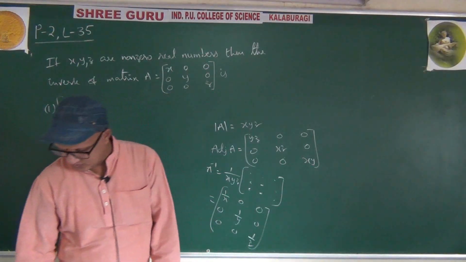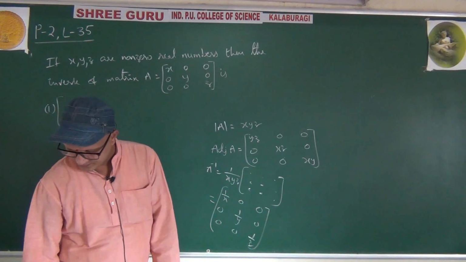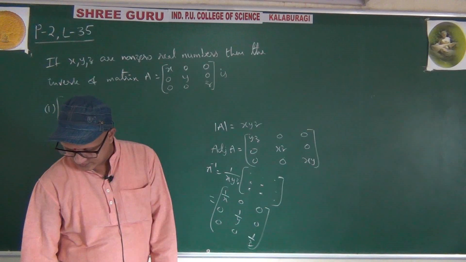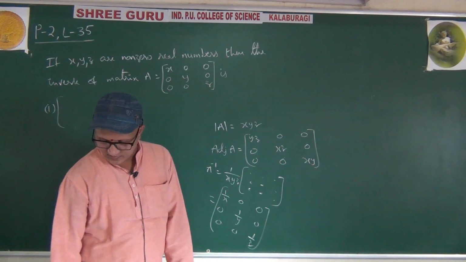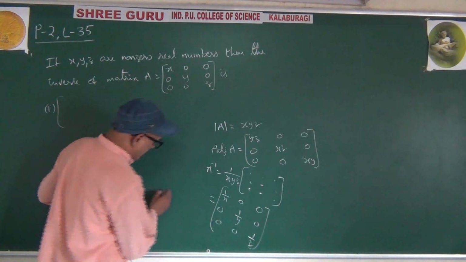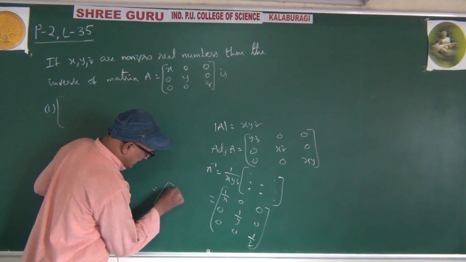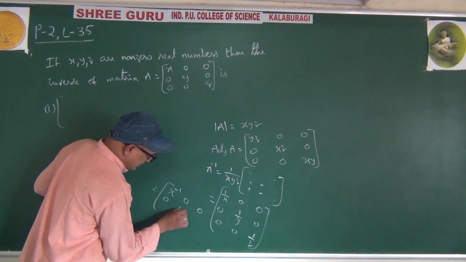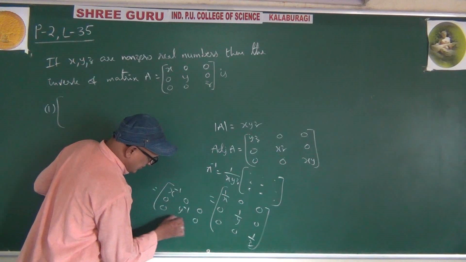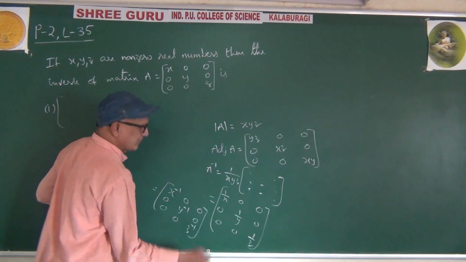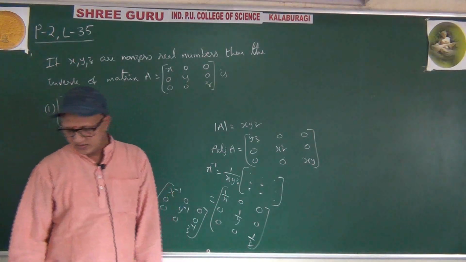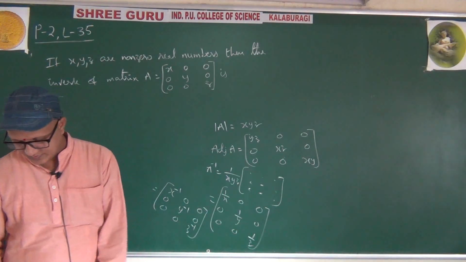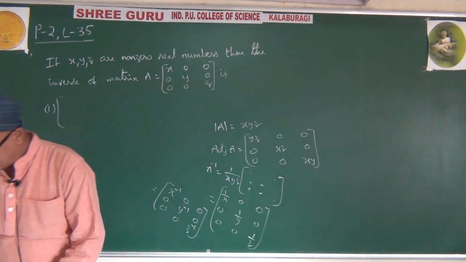In the options they give x inverse, with yz cancelled. So in the options they give it like this: x power minus 1, 0, 0; 0, y power minus 1, 0; 0, 0, z power minus 1. Like that. So that will be the answer.